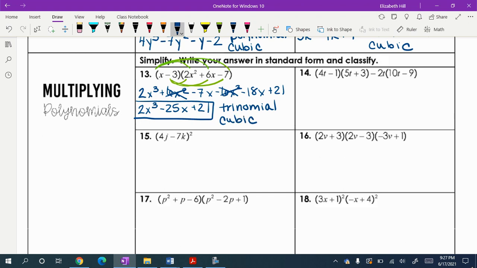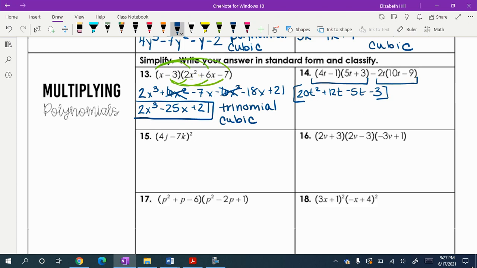Now, what about number 14 here? First of all, we do need to do some FOILing on the left. We're going to distribute on the right, and then we are going to try and combine some terms. So 4t times 5t, that's 20t squared. 4t times 3 is going to be 12t. -1 times 5t is -5t. -1 and 3 is -3. So there's the first part.